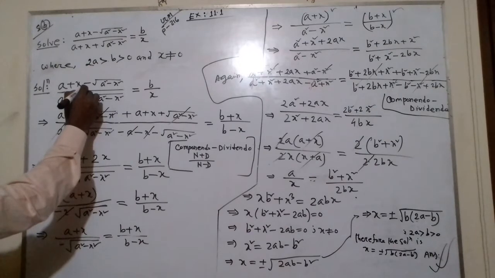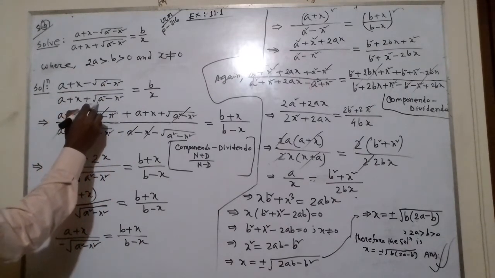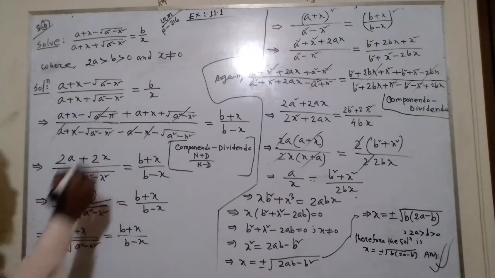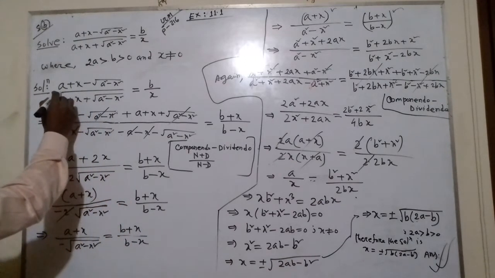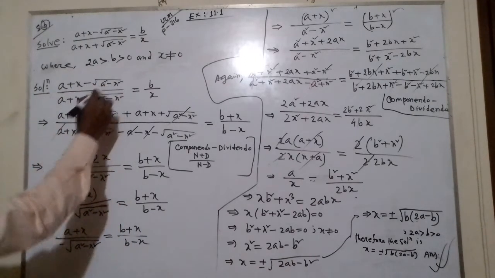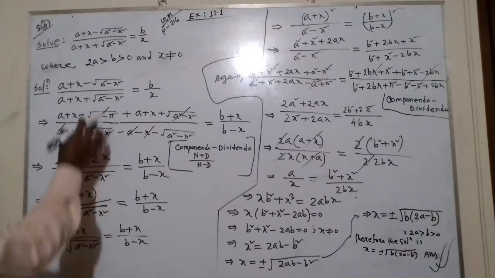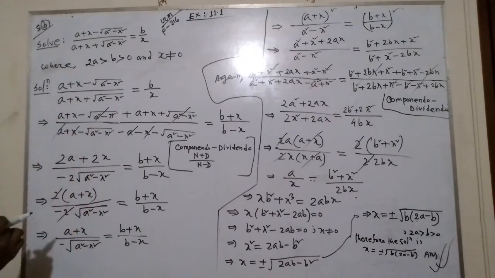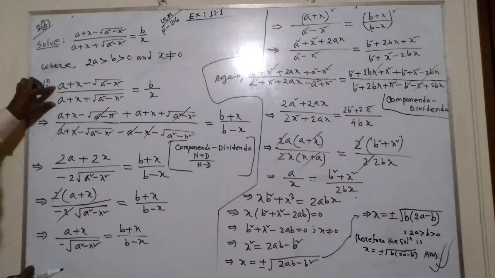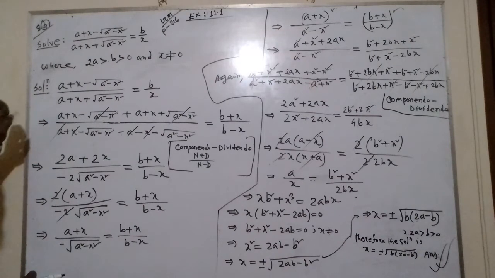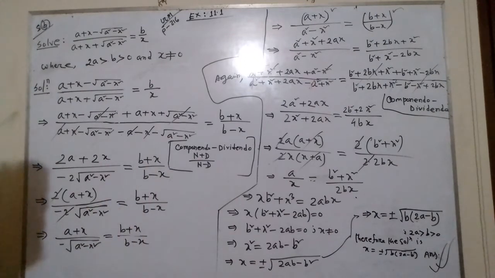a plus x minus root over a square minus x square divided by a plus x plus root over a square minus x square equal to b by x. Dear student, look, a plus x minus root over a square minus x square and a plus x plus root over a square minus x square are the same terms but opposite signs. So to simplify this line, we must apply the law of componendo and dividendo.